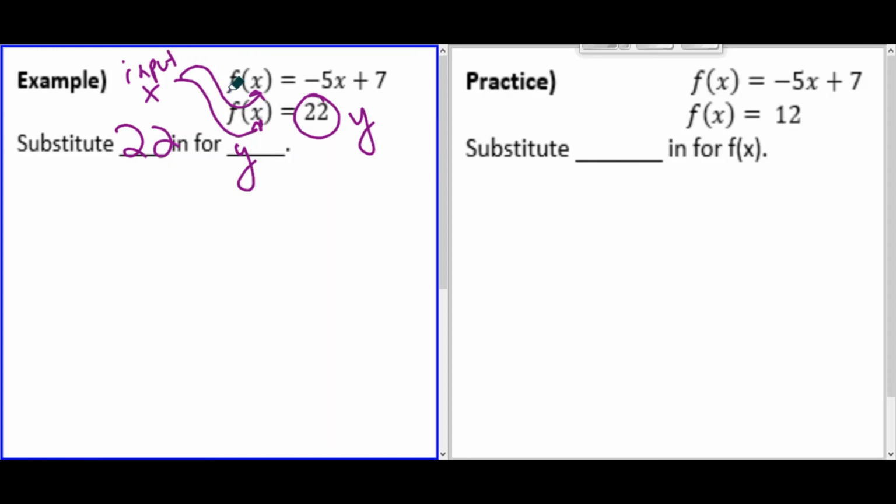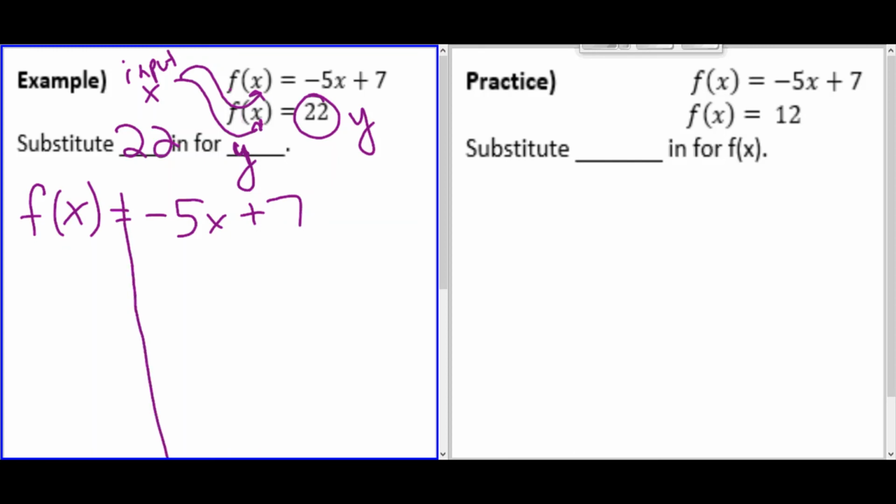But we don't see y in the equation up here, and I'll show you where we're going to plug this in. So f of x equals -5x plus 7.